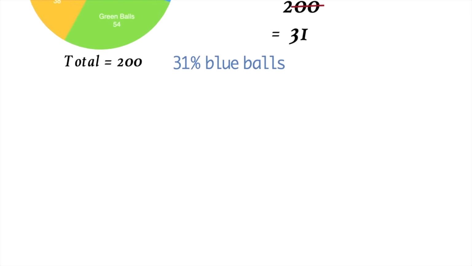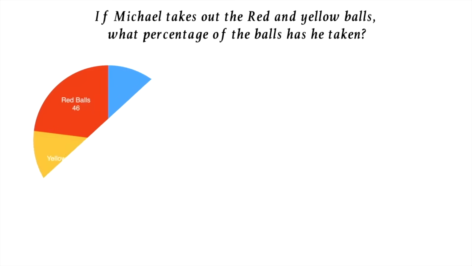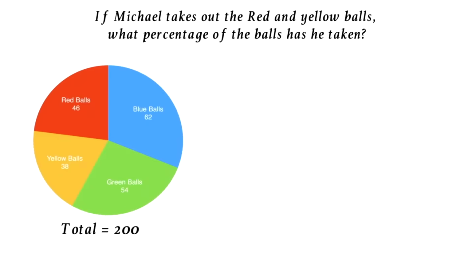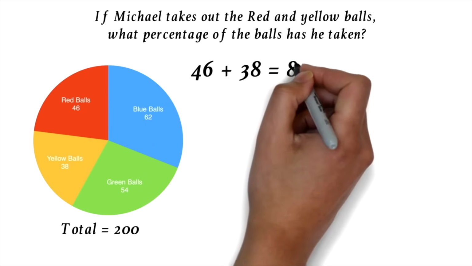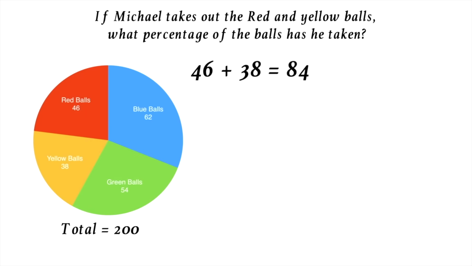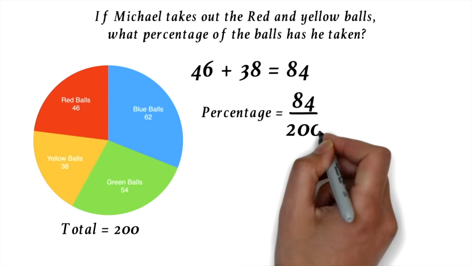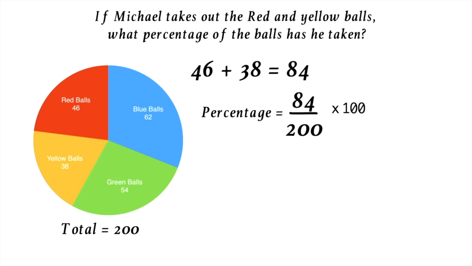You can be asked other questions here, but the idea is the same. Example: if Michael takes out the red and yellow balls, what percentage of the balls has he taken? The only work here is that now you'll have to add the red and yellow balls. So we have 46 plus 38, which is 84. The percentage is found the same way. 84 over 200 times 100. You'll work it out to get 42%.